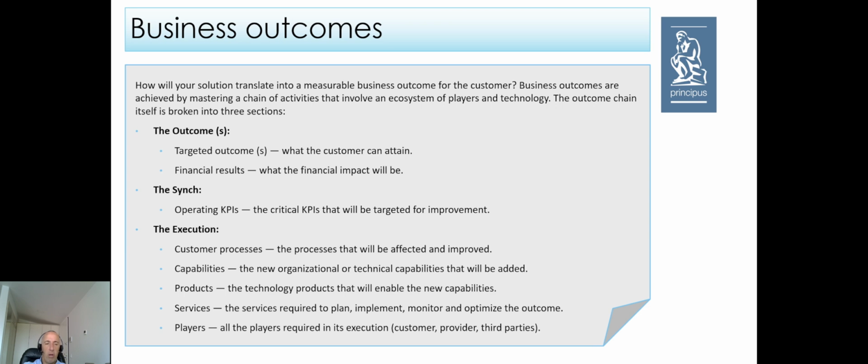The outcomes can be split into the targeted outcomes, which is what the customer can attain, and the financial results, which describes what the financial impact will be. The think is about operating KPIs, and the execution is about the customer process, capabilities, products, services, outcomes, and players.